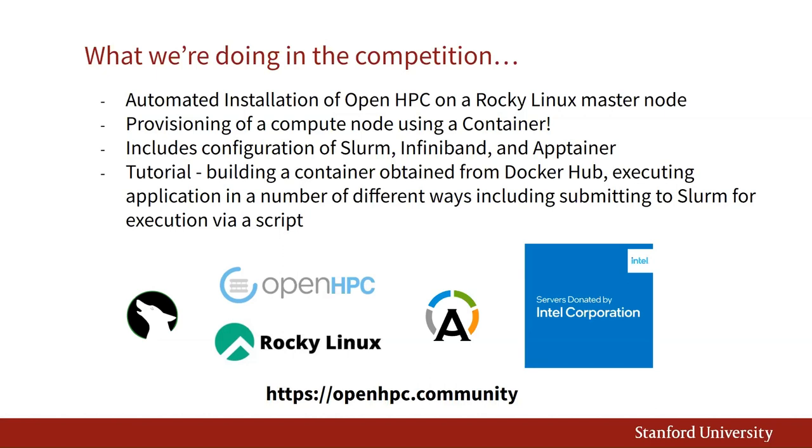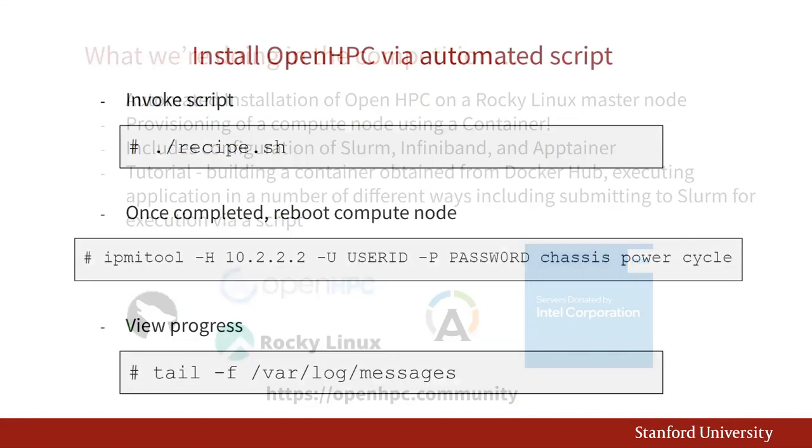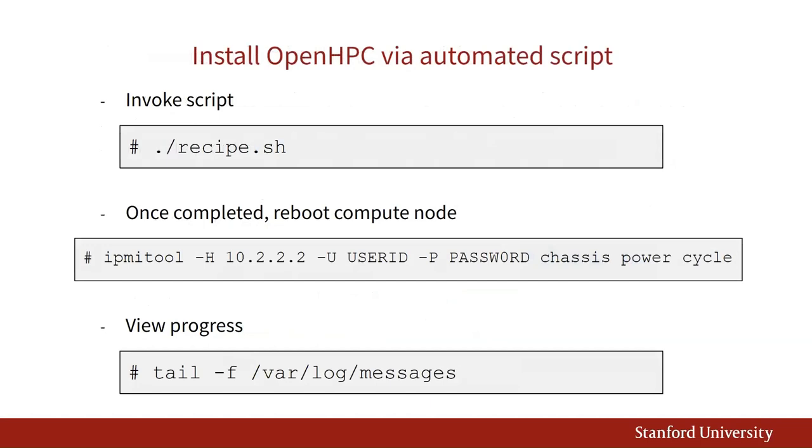And so you see here, there are a number of different applications we're using there: Rocky, OpenHPC, Warewulf, Apptainer, and the servers in this case are donated by Intel. So the steps they're going through are just invoking a recipe file that we have. They obtain that from GitHub. I'll share the link to that in a minute.